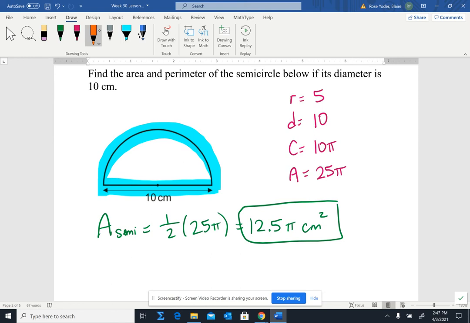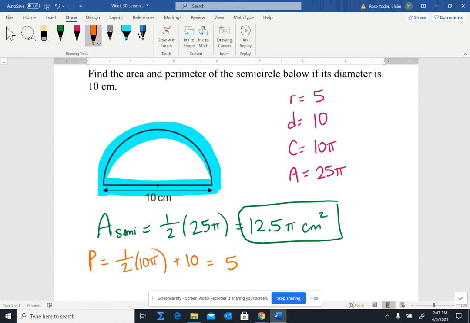So for the perimeter, I have to make sure to take half the circumference, so half of 10 pi, but then I also have to make sure that I add on the 10.